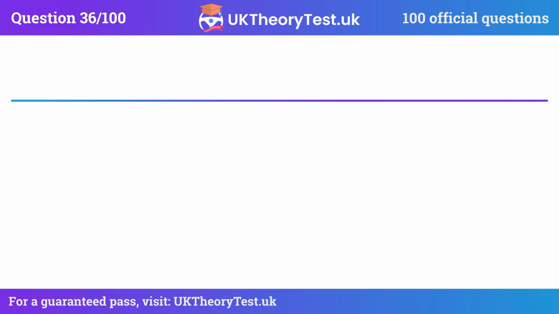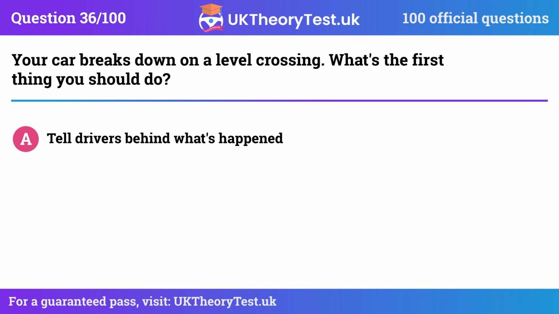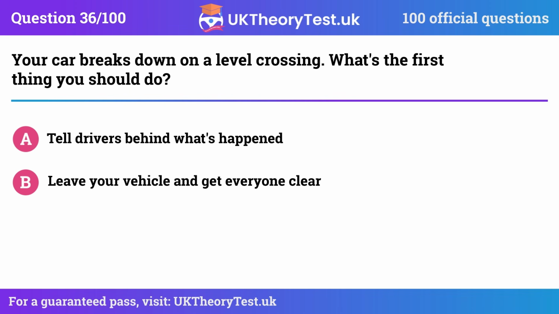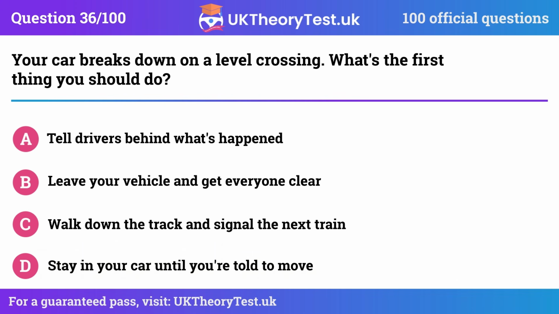Question 36. Your car breaks down on a level crossing. What's the first thing you should do? A. Tell drivers behind what's happened. B. Leave your vehicle and get everyone clear. C. Walk down the track and signal the next train. D. Stay in your car until you're told to move.